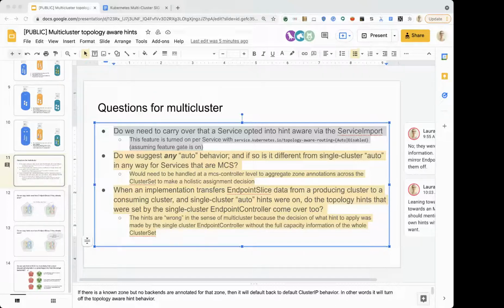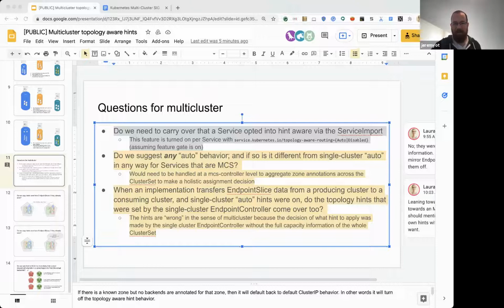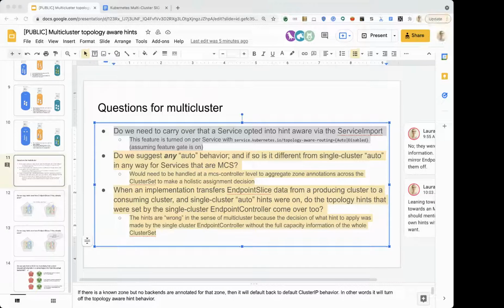Okay. So good. So that's a little weird for us. Well, that kind of gives us the answer though. I think we should copy single cluster. So if kubeproxy cares that this is set, we probably need to carry it. If kubeproxy doesn't care or isn't intended to care, then we don't, because an MCS implementation can add its own algorithm. That's kind of my takeaway.